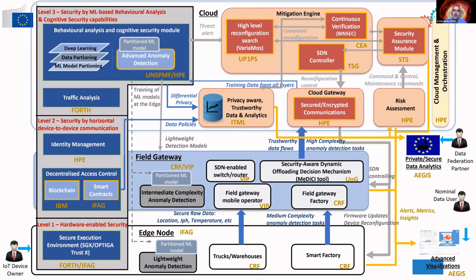And there's VariMOS, the high-level reconfiguration search. That's the heart of the mitigation engine, that based on all the data collected through the SDN controller, then tries to mitigate the anomaly, maybe shut down some parts of the network, maybe reroute traffic through other parts of the network, and so on. So it then goes down and mitigates whatever it can mitigate, whatever happened, whatever was detected.